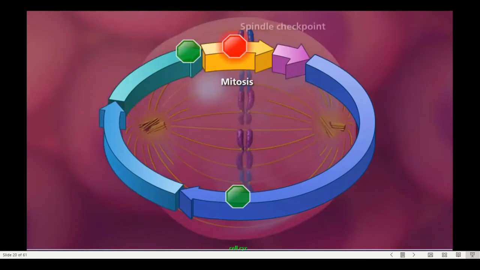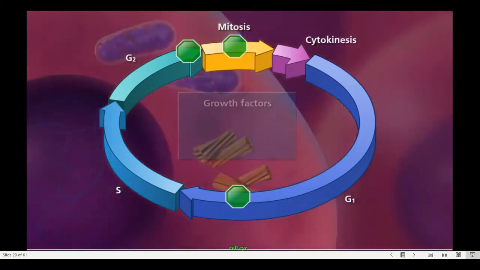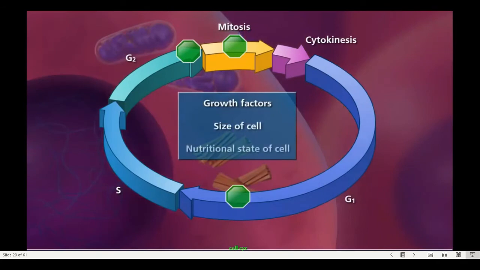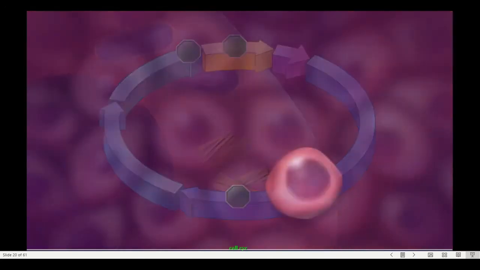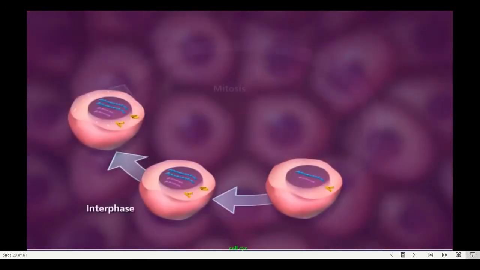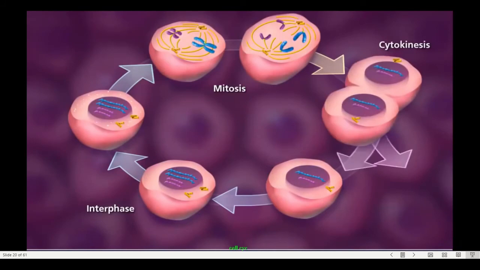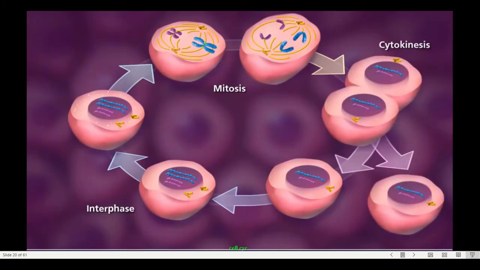The last checkpoint is the spindle checkpoint, ensuring that all chromosomes have attached to the spindle in preparation for anaphase. Growth factors, the size of the cell, and the nutritional state of the cell are all contributing factors in cell cycle regulation, ensuring that only certain cells divide at appropriate times. Once all the checkpoints in interphase are cleared, mitosis can occur. From interphase to cytokinesis, the entire process of cell division can take on average 10 to 20 hours in a typical plant or animal cell.